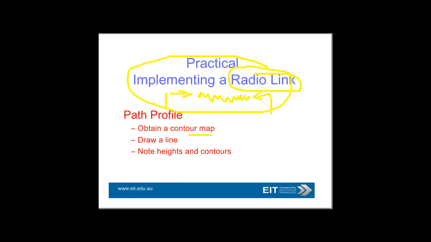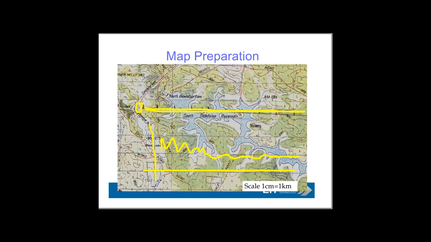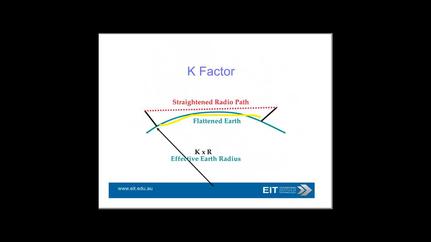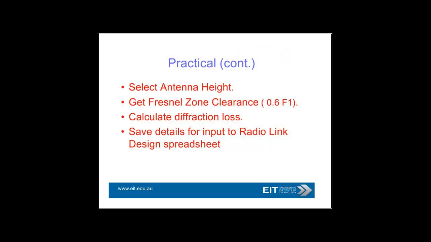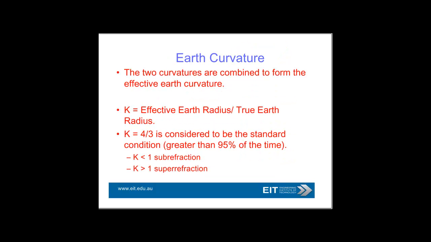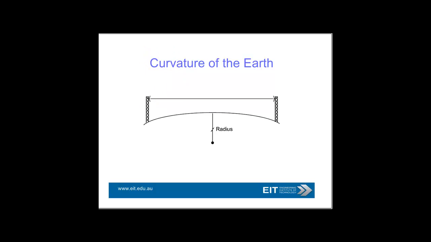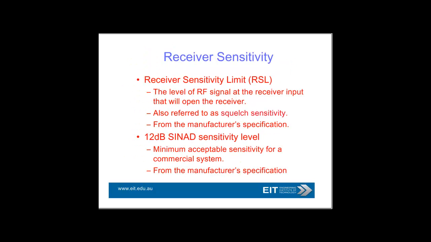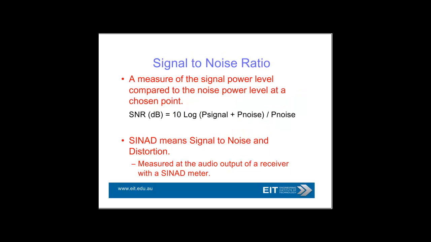We detail the steps in implementing a radio link here, using your contour map first of all. Then looking at the K factor, which you need to apply because the Earth is actually curved. And then effectively what you end up doing is getting a spreadsheet calculation like this.